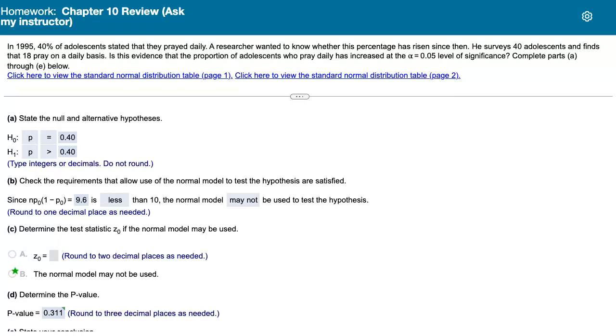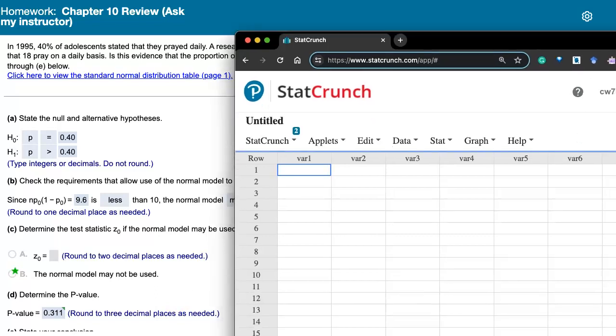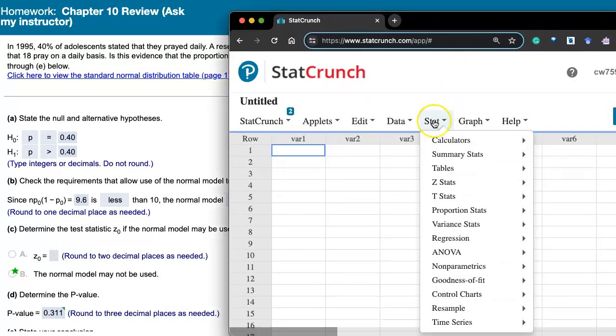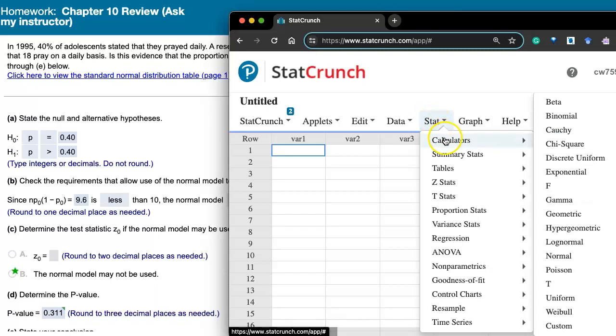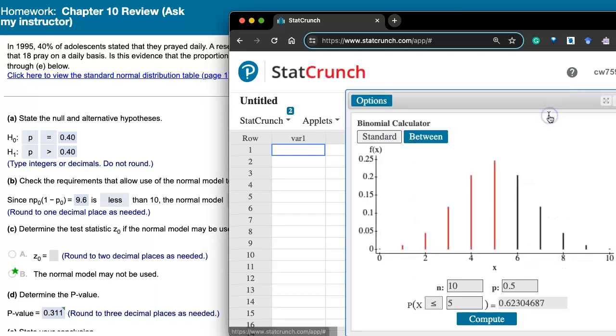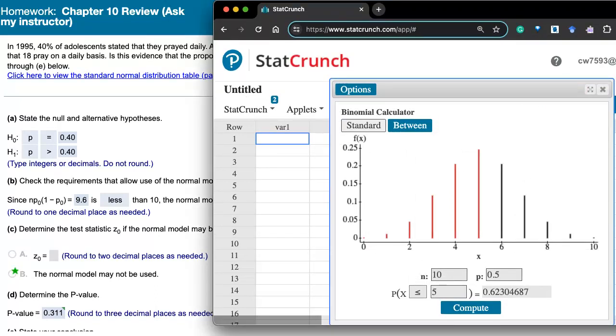If we cannot use the normal model because those conditions are not met, then we have to use a binomial distribution. So what I'm going to do is pull up StatCrunch here. I'm going to go to Stat, Calculators, and Binomial. Again, we're using the binomial distribution because the conditions were not met to use the normal distribution.